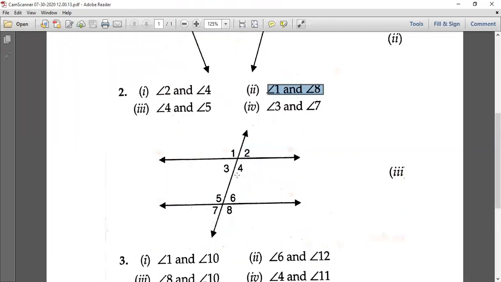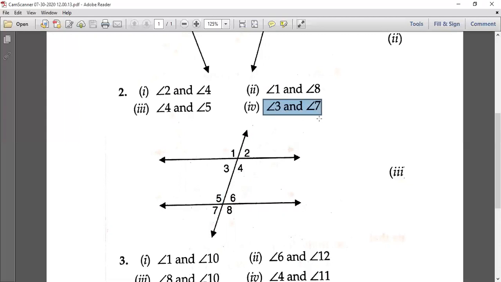Angle 1 and angle 8: angle 1 is above the line, angle 8 is below the line, that means they are on the exterior side of the pair of lines, and angle 1 is on the left hand side, whereas angle 8 is on the right hand side. So these are alternate exterior angles. Angle 4 and angle 5: angle 4 is on the right hand side of the transversal and angle 5 is on the left side of the transversal. Both angles are lying in the interior of the lines. Hence, they are alternate interior angles.